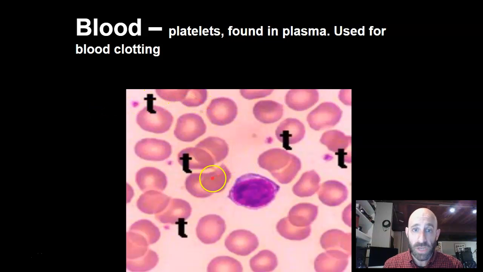So if you take a look at this image here, you can see there's three types of cells here. These are going to be your red blood cells. This is a white blood cell here.